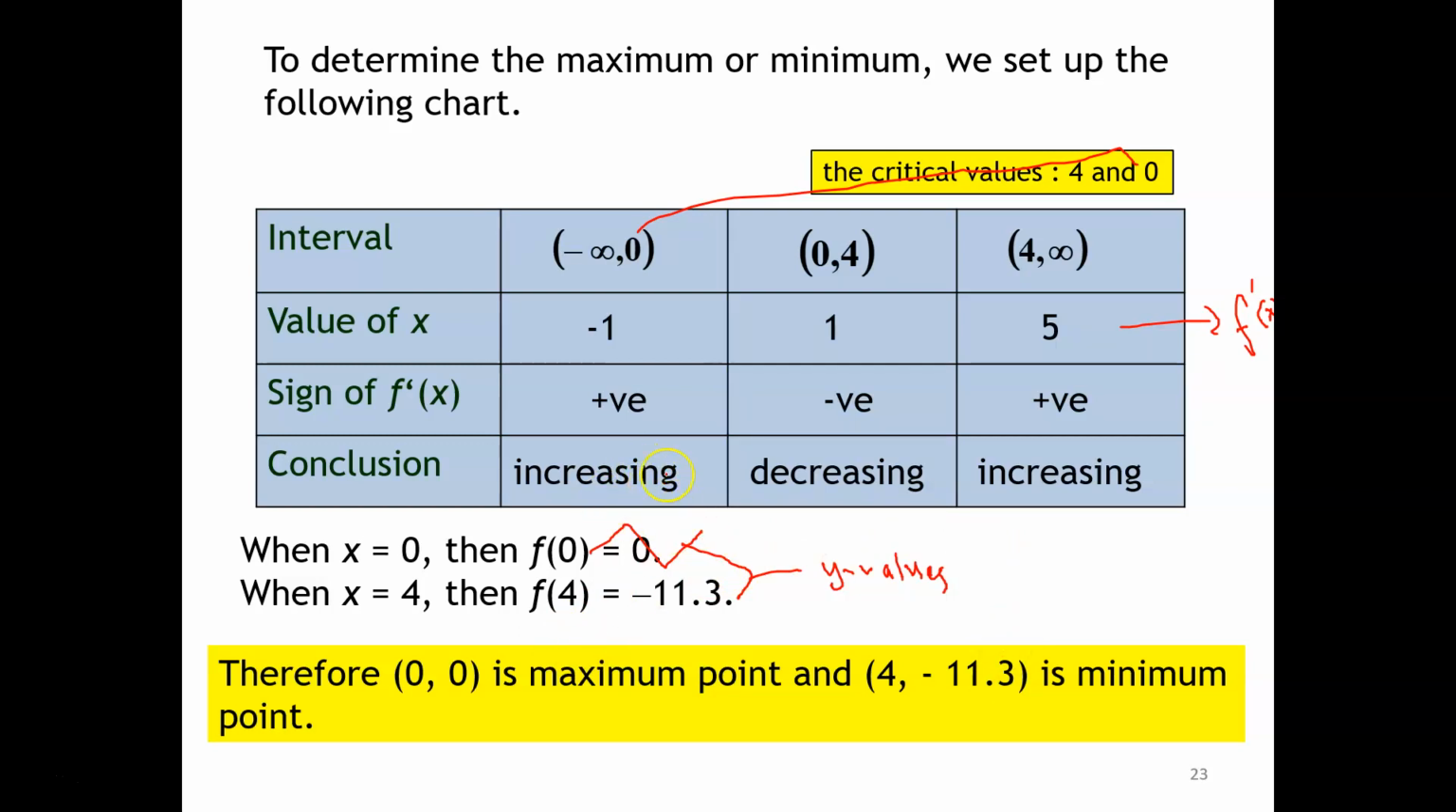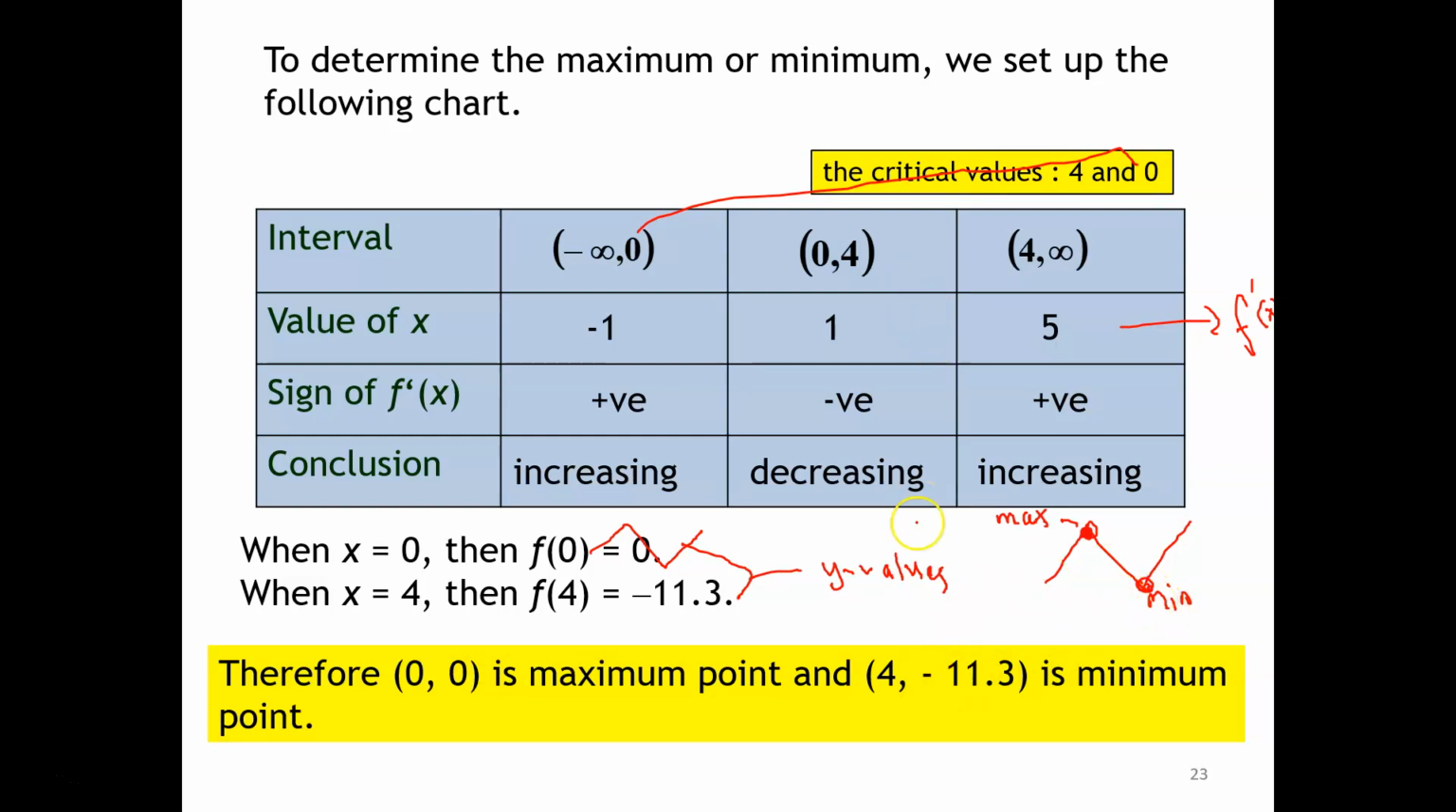Because if you look at your graph here, it goes increase, decrease, increase. One point is here, and another point is here. Meaning that this one is the maximum point. This is the maximum point. This is the minimum point. So the maximum point will be 0, 0. The minimum point has a negative value.